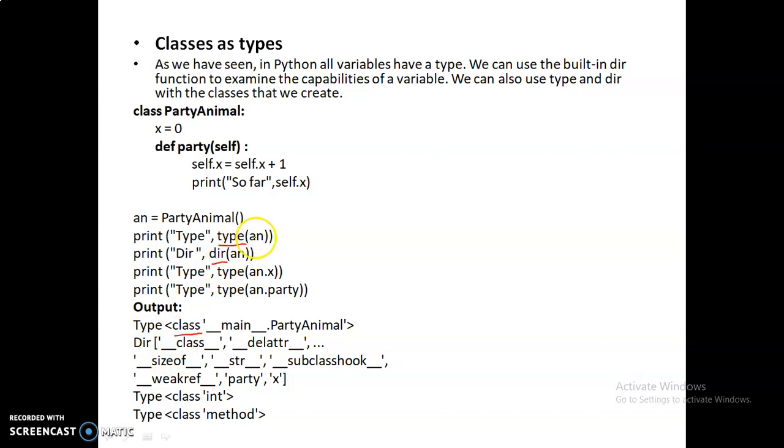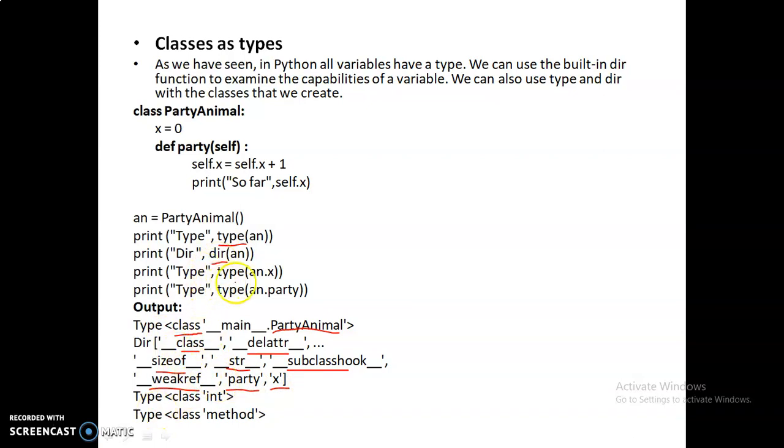Okay, this is a class, and the class name is Party Animal. Next, dir of an gives the output as a class, and it has some variables which are already built in by Python, like __delattr__, __sizeof__, __str__. These are all provided by Python in our class. Apart from that, we have one method, party, and one data member, x. So these are all given as the output for the dir.